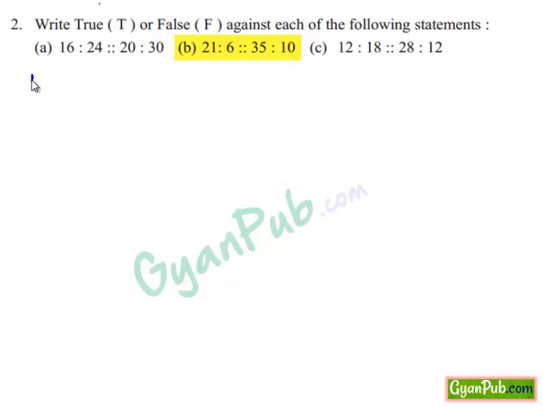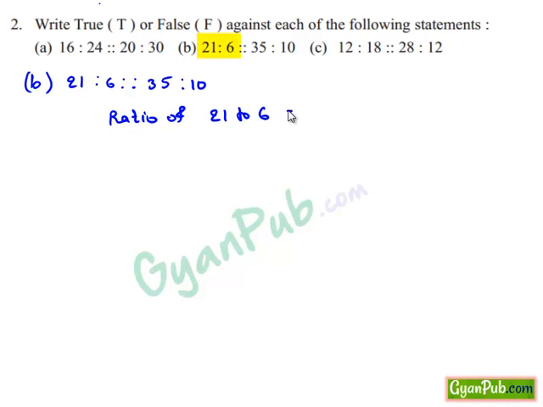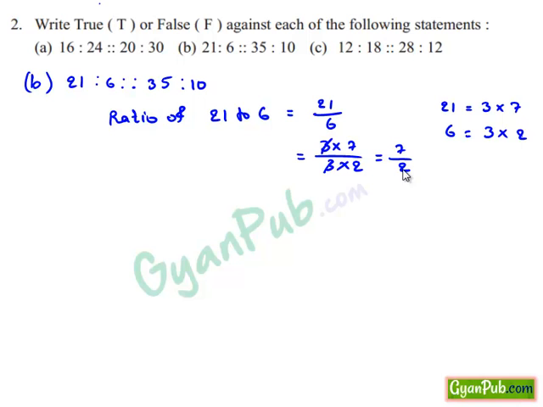Take down the B bit, that is 21:6 is in proportion with 25:10. First, find out the ratio of 21 to 6. This can be written as 21 upon 6. And also, we know that 21 is equal to 3 times 7 and 6 is equal to 3 times 2. So, by rewriting the fraction, we get 3 times 7 upon 3 times 2, and 3 in the numerator and 3 in the denominator gets cancelled, which gives the ratio of 21 to 6 as 7 upon 2.